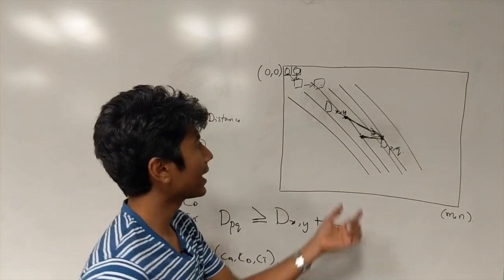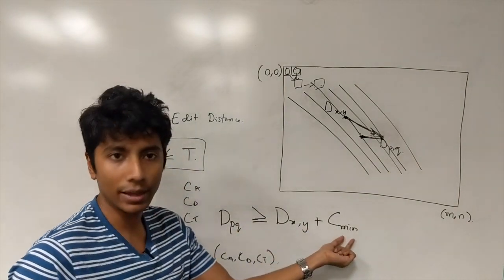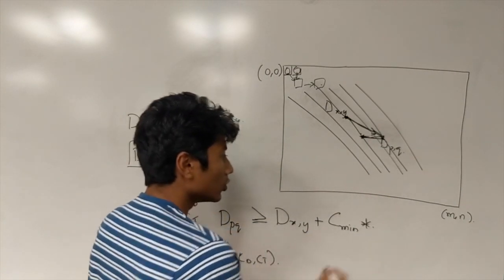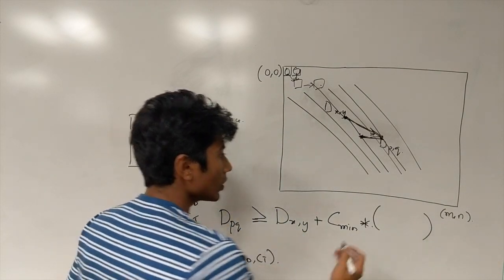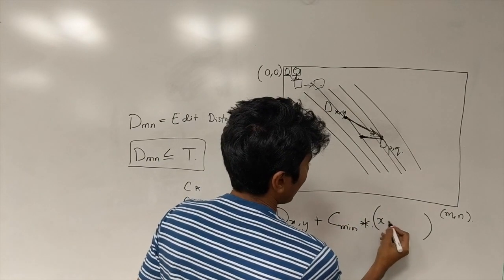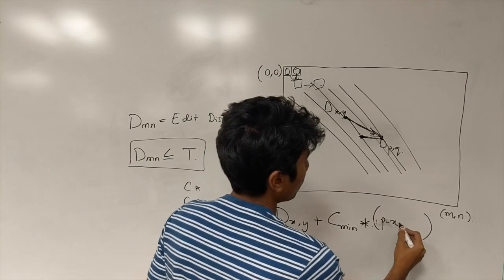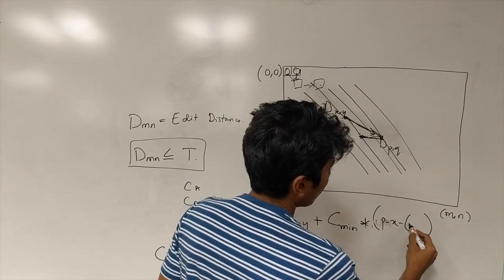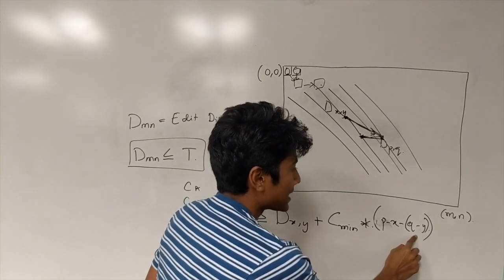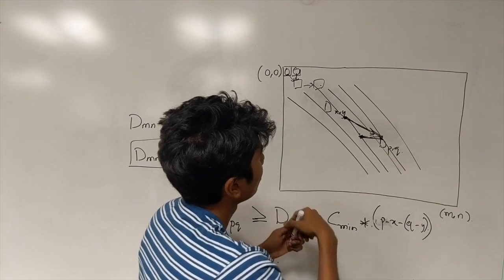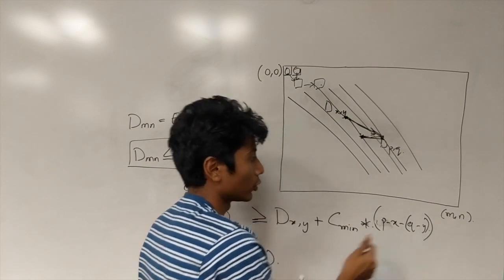And you can intuitively understand that this is because you're making steps here, right? Each step is going to cost you something. So I'm taking the minimum step as the cost into the difference between the two diagonals. So that's going to be p minus x minus q minus y. Okay. This is the difference in the diagonals in the y portion, and this is the difference in the diagonals in the x portion.